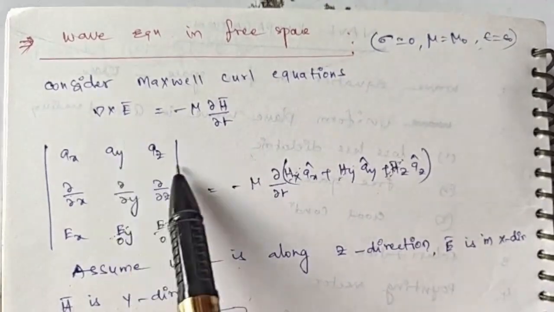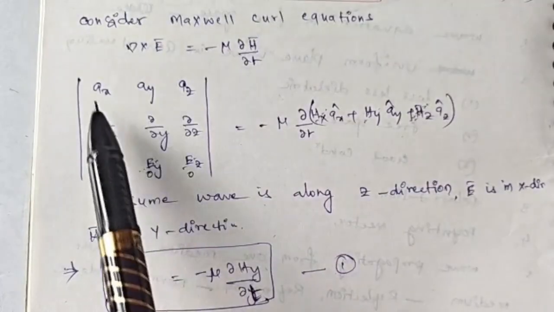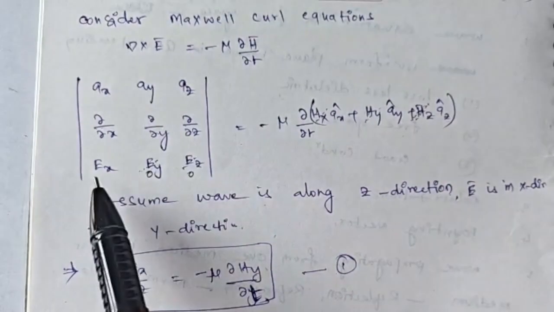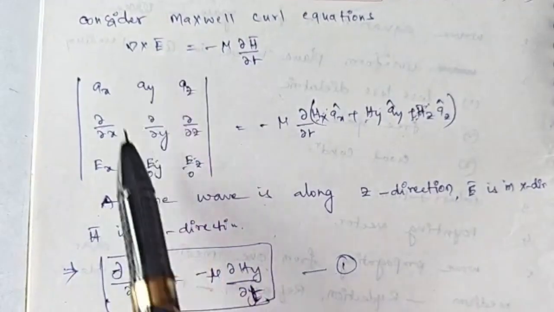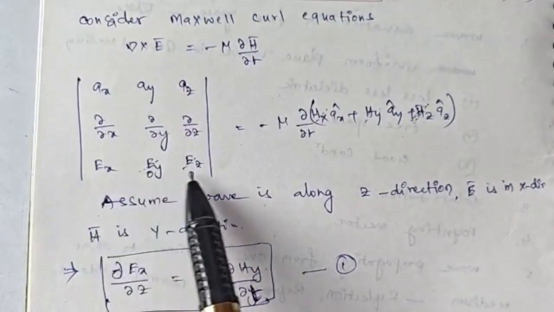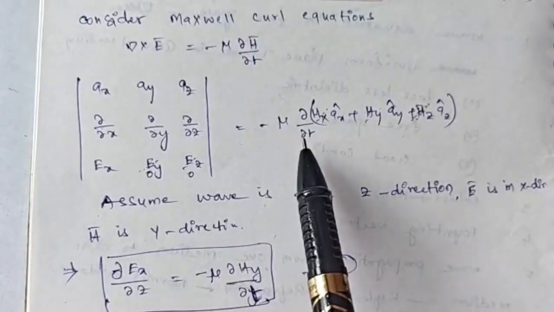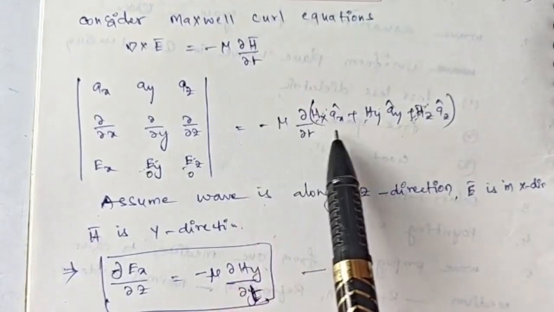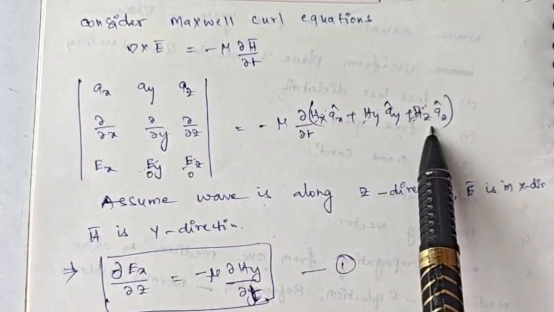Now expanding this curl by using the curl expression, the first row is unit vectors, the second row is the differential terms, the third row will be the electric field vector components Ex, Ey, Ez. And the right side I can also write as minus mu dou by dou t of H, which is a vector, so we can write in terms of x, y, z.